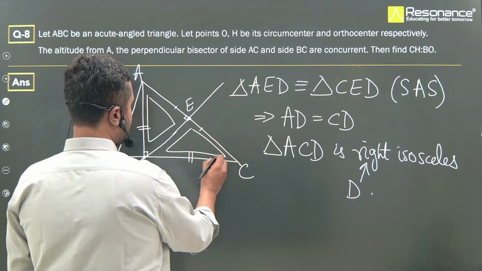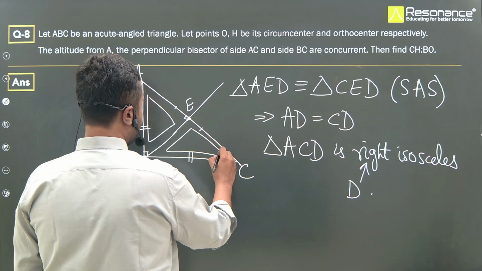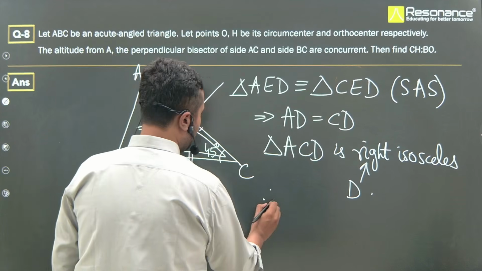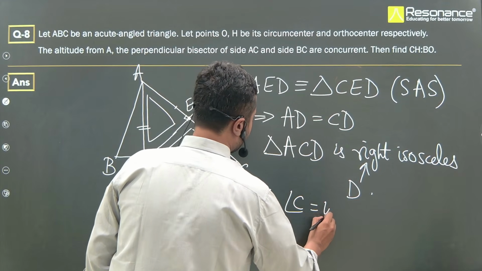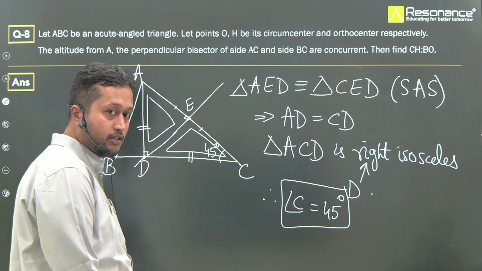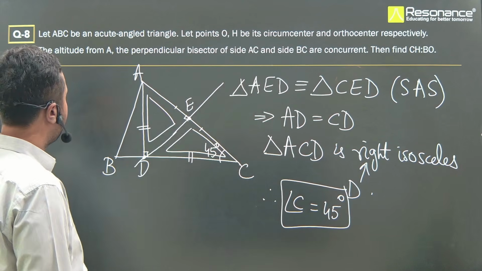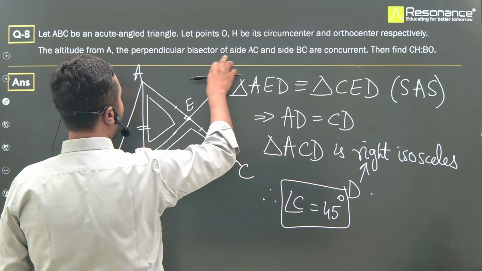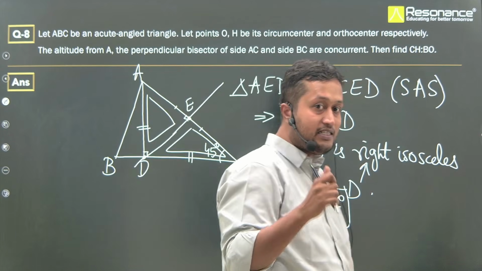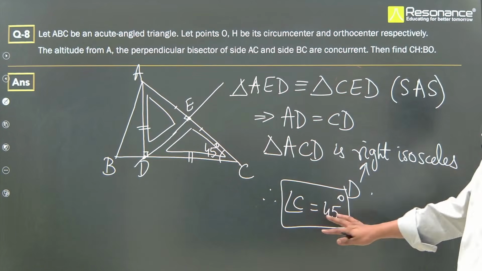And once that is isosceles, that means that this angle over here must be 45 degrees. Therefore, angle C is 45 degrees. That's the first conclusion. In fact, that's equivalent to all of that, right? So the only conclusion that you can bring out of this is that angle C is 45 degrees.